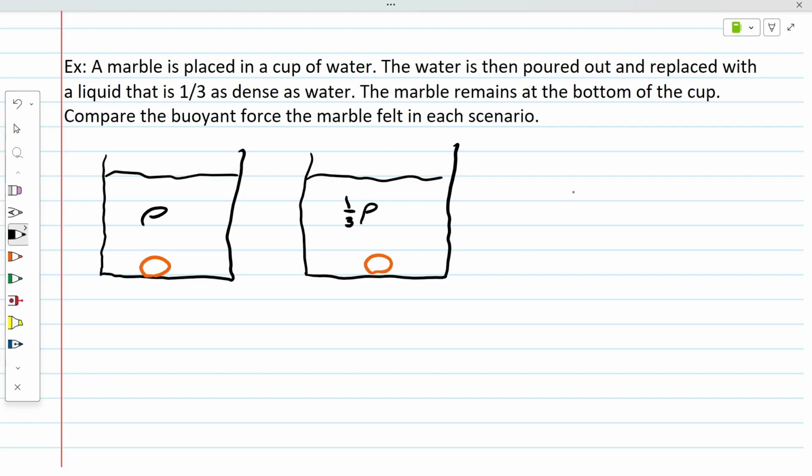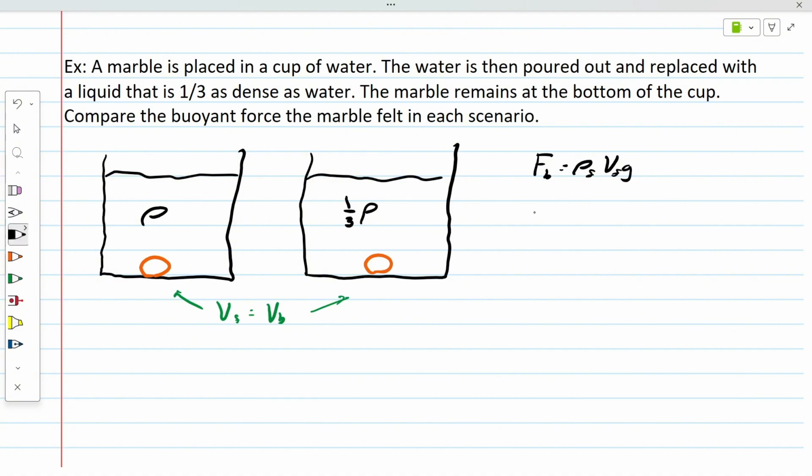So we know that the buoyant force equals the density of the fluid, the volume times the gravity. Okay, now in this case, since the marble is fully submerged, the volume that's being displaced is equal to the volume of the ball. So we can just use volume of the ball. Okay, and since it's fully submerged, it's not going to change between the two scenarios.